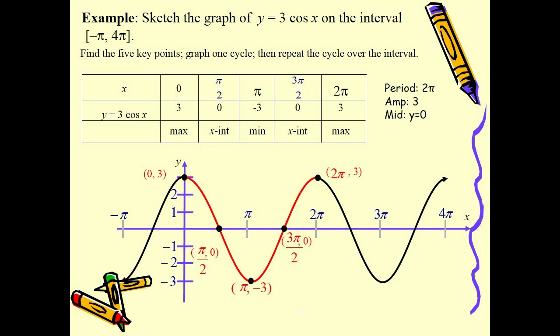For example, sketch the graph of y equals 3 times the cosine of x on the interval -pi to 4 pi. First you need to find the 5 key points. Graph 1 cycle, then repeat the cycle over the interval. Because b is 1, we know that the period is 2 pi. Because there is no d, we know the midline is 0. Because a is 3, we know that amplitude is 3. From here we can plot our 5 key points. After, you can connect them with a smooth curve, and then continue the cycle for the whole interval.